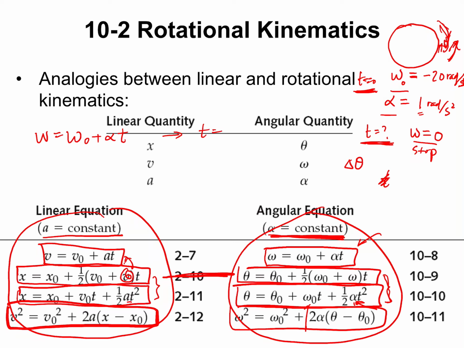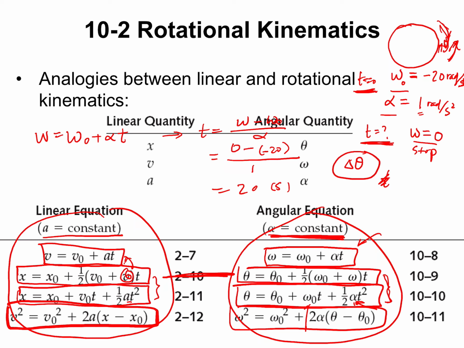t equal to omega minus omega naught divided by alpha, right? So omega is 0 minus initially 20 radian per second, negative, remember it's negative. Alpha here is 1, okay? So it's 20 seconds. It's about right.